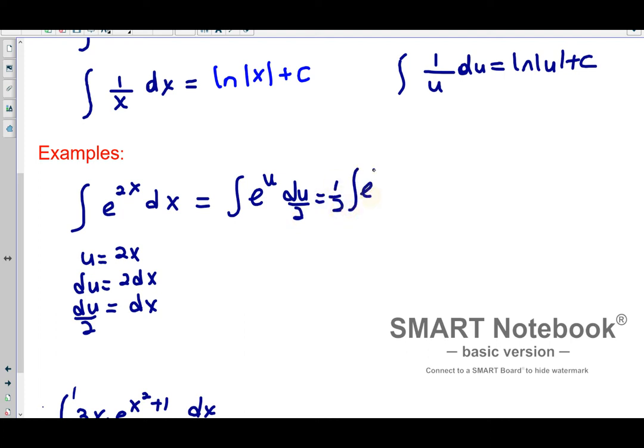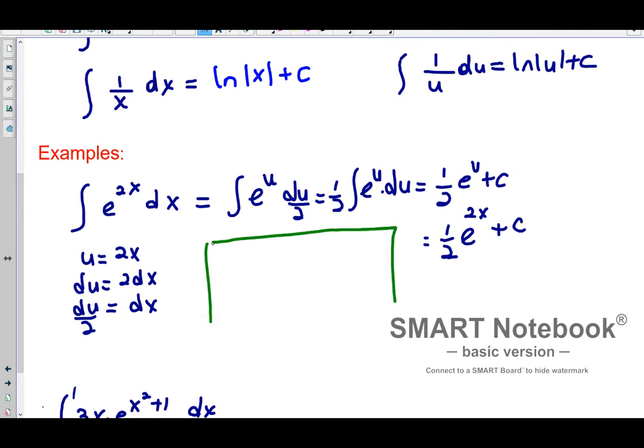Now we have e to the u du, and that we know how to do. Just e to the u plus c, and put the u back in there. We get e to the 2x plus c. So I want you to remember something as a result of this example here. Let's put it as a rule, okay? This is going to come up a lot. It's good to know this. If you have e to the constant times x dx, the answer is going to be 1 over that constant times e to the kx plus another constant.